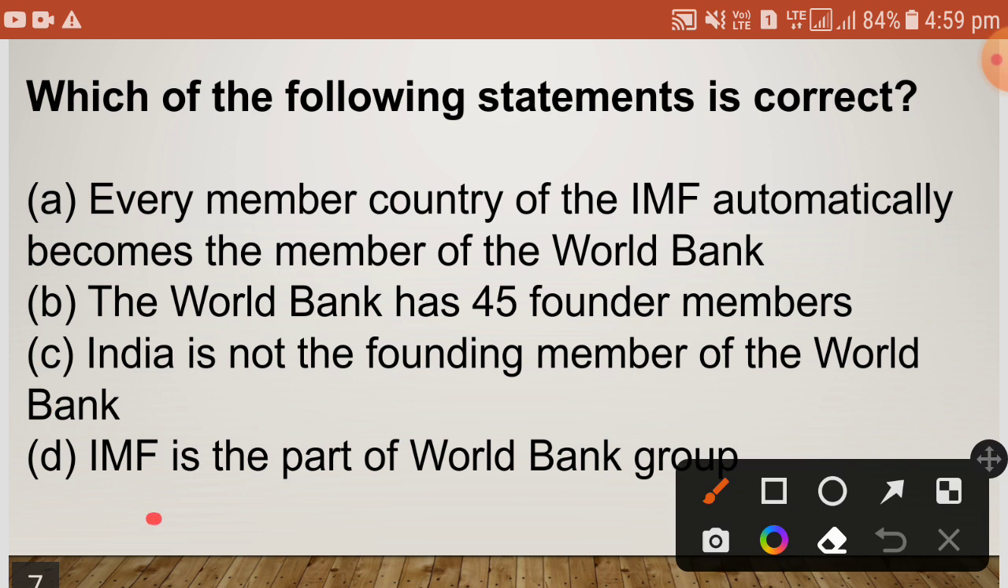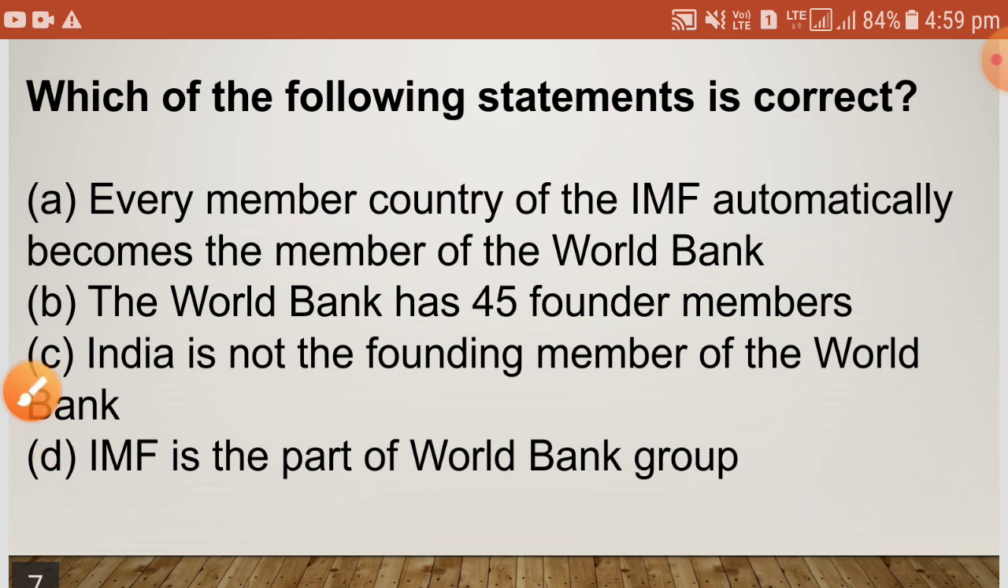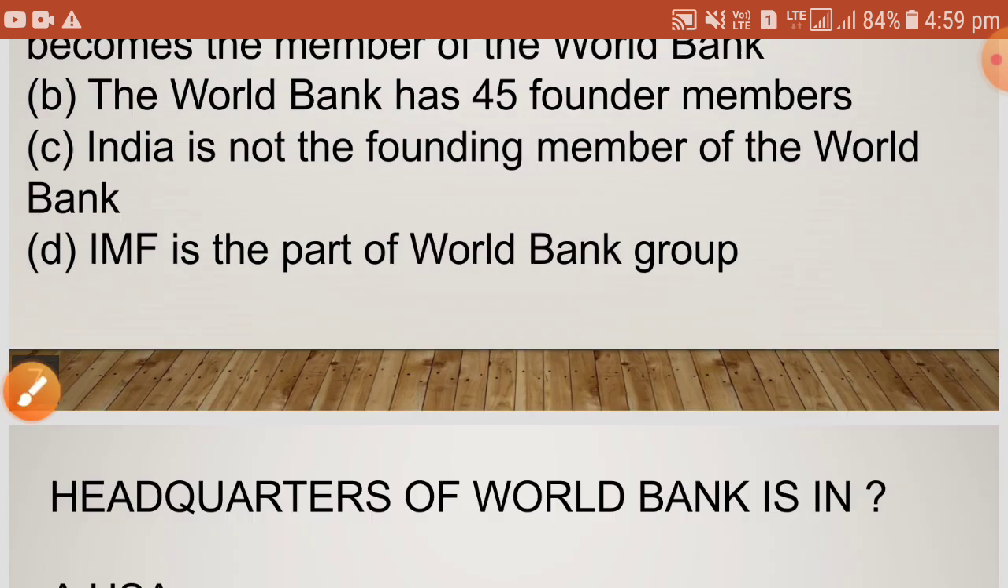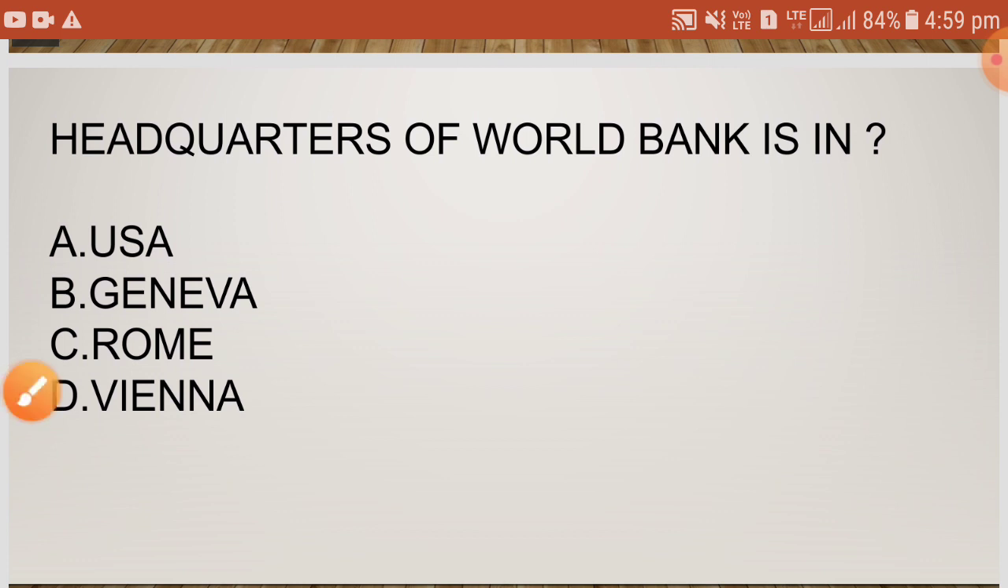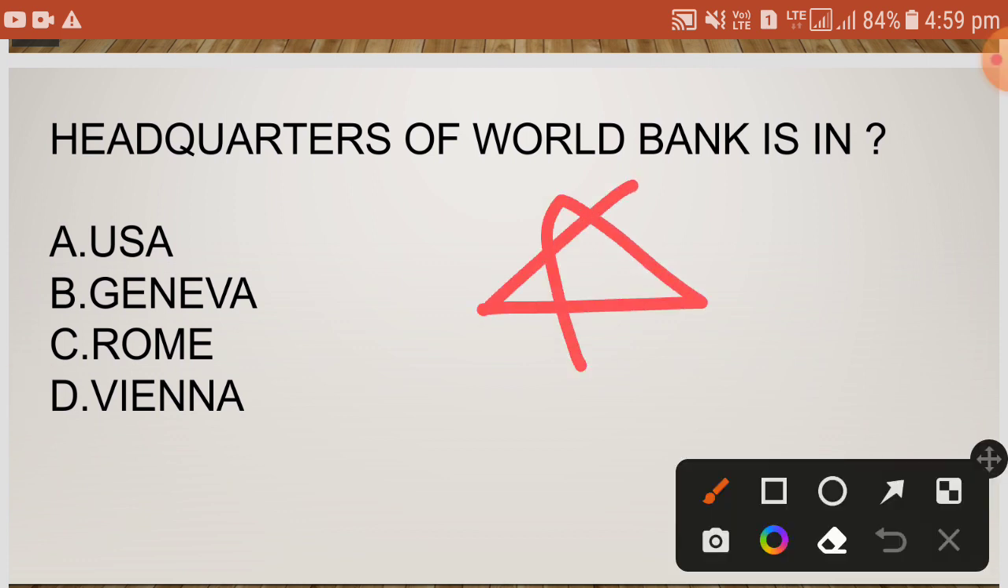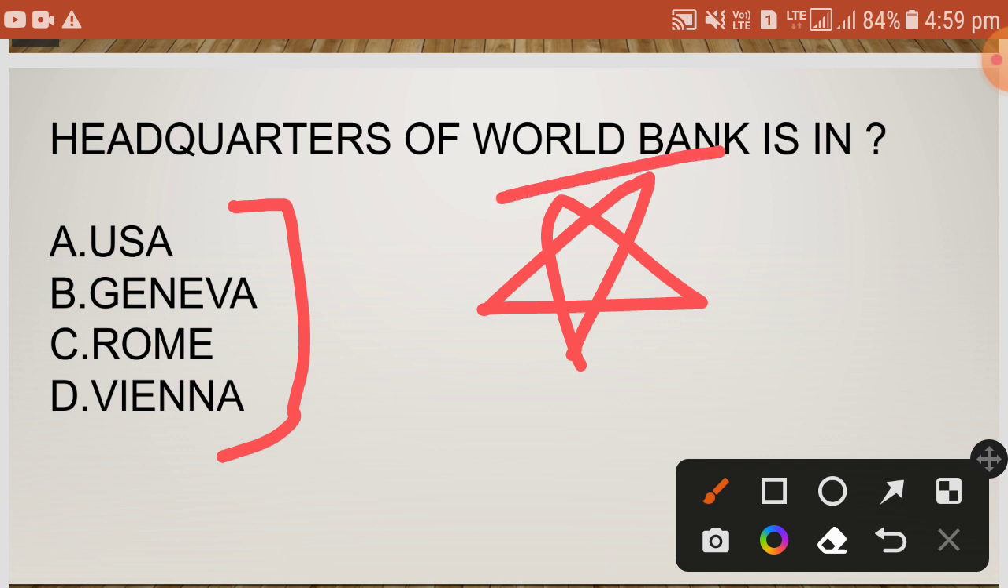And IMF is a part of the World Bank Group. No. IMF is not a part of the World Bank Group. IMF is different and World Bank is different. I'll explain one more question with respect to the groups of the World Bank. The headquarters of the World Bank is in... These kinds of headquarters questions can also be asked. These are the four places where lots and lots of headquarters are present, but the World Bank is present in USA, Washington DC.